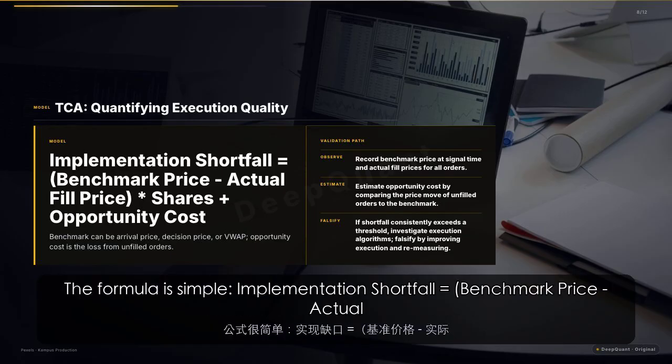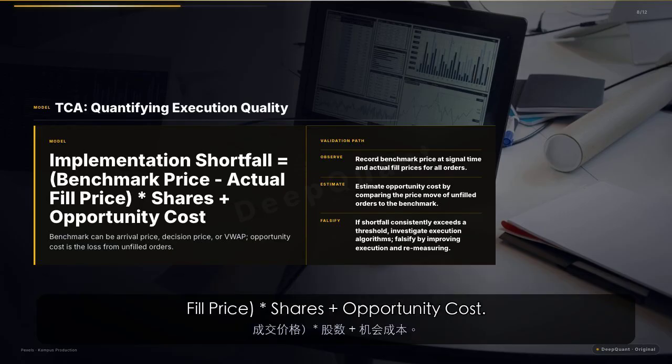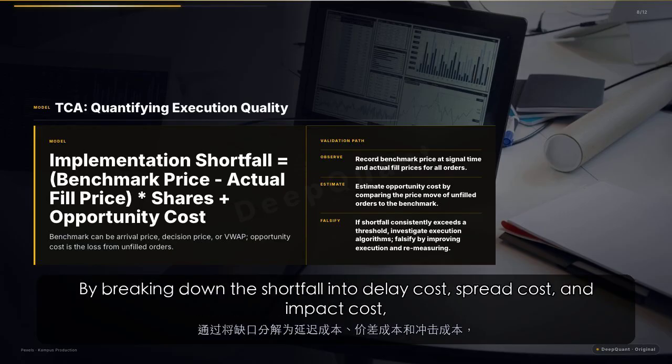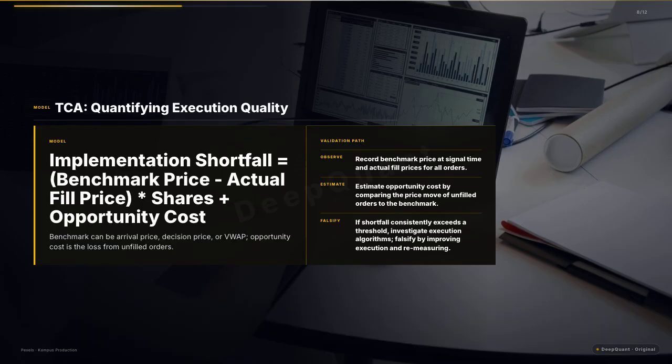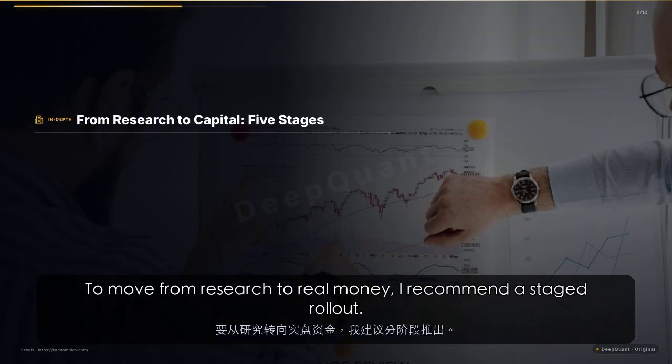The formula is simple: implementation shortfall equals (benchmark price minus actual fill price) times shares, plus opportunity cost. By breaking down the shortfall into delay cost, spread cost, and impact cost, you can pinpoint the weakest link in your execution chain. To move from research to real money, I recommend a staged rollout.